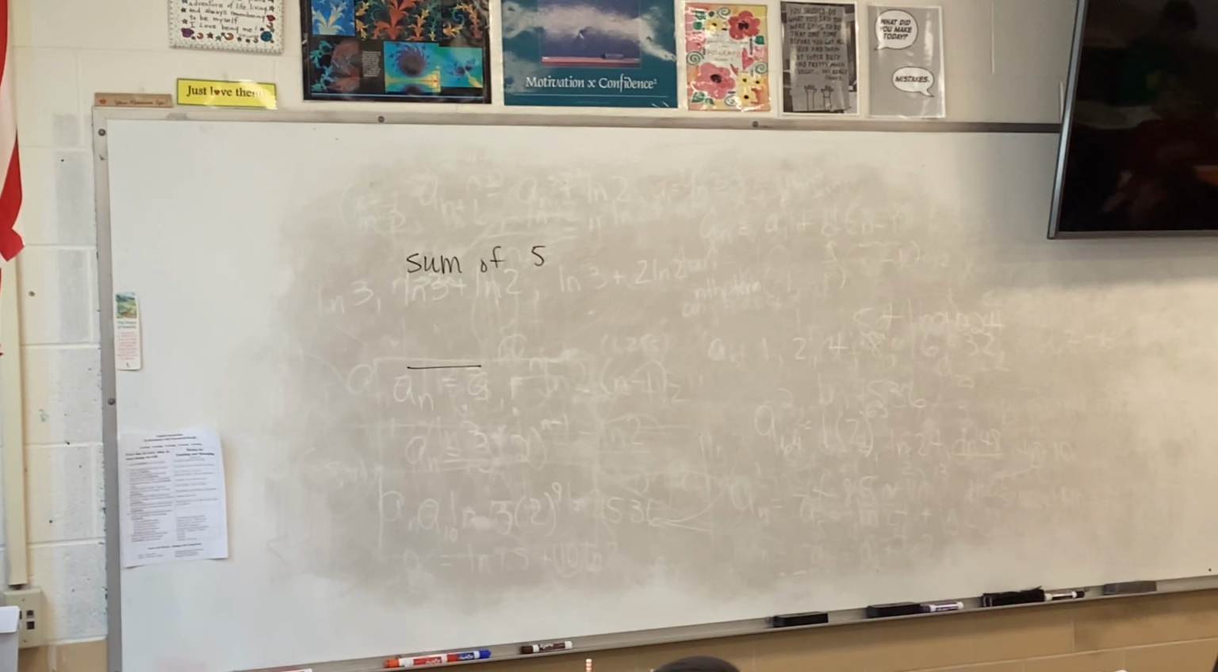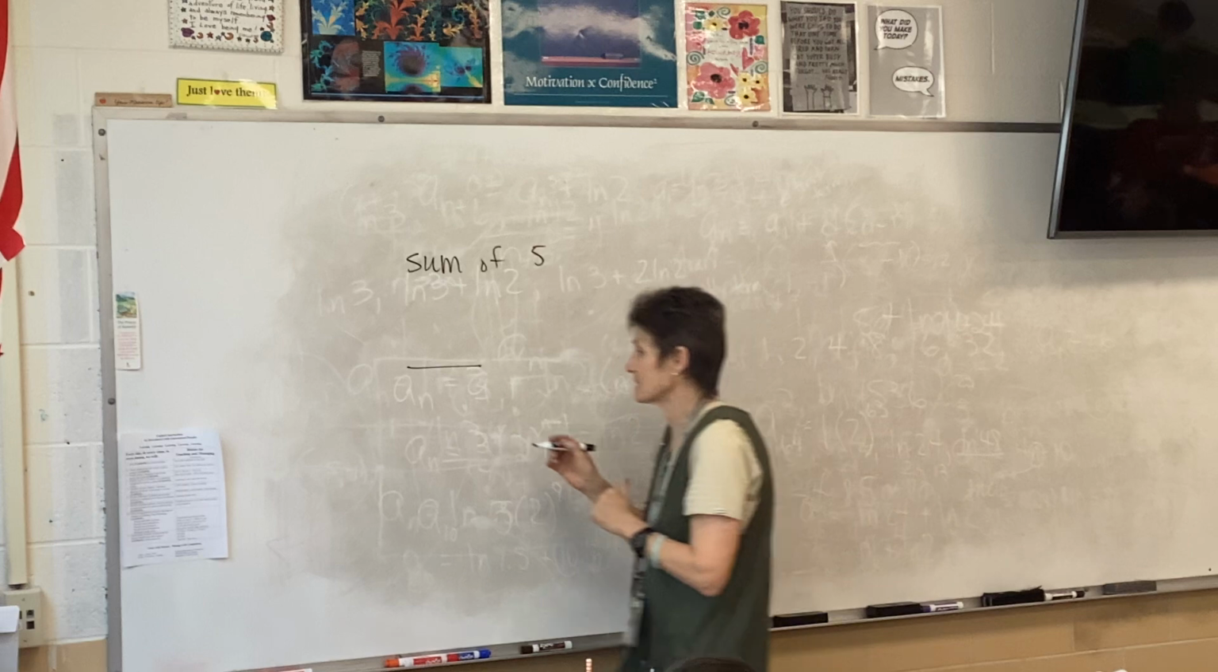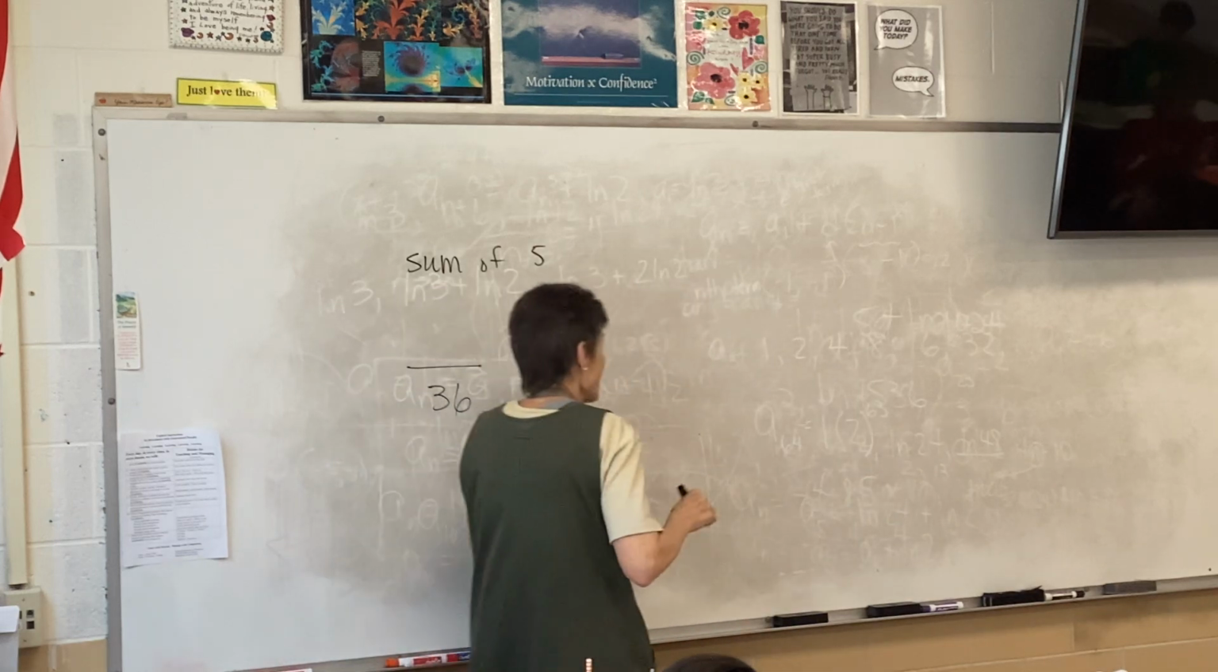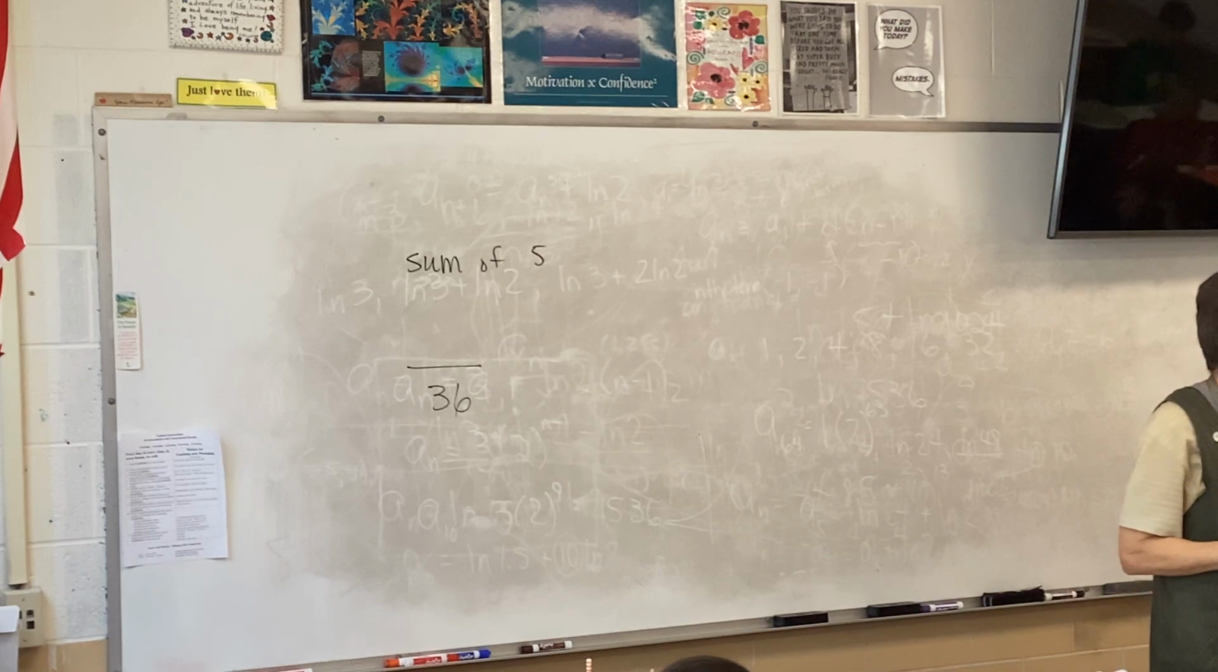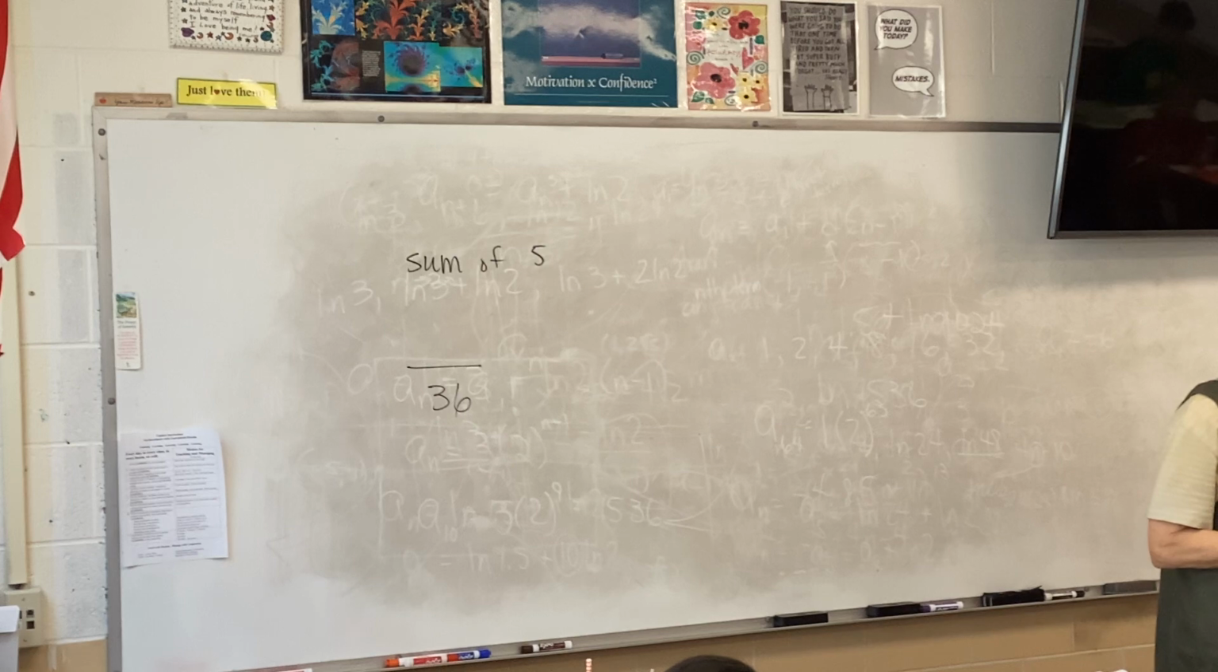36. Why are there 36? 6 times 6. Each die can land 6 ways. So the first one can land 6 ways, and the second one can land 6 ways. So together they land 36 ways. Okay, so my denominator is 36. Now, what goes in the numerator? The numerator is what I want to have happen, which is I want to get a sum of 5. So if I roll 2 dice, how do I get a 5?